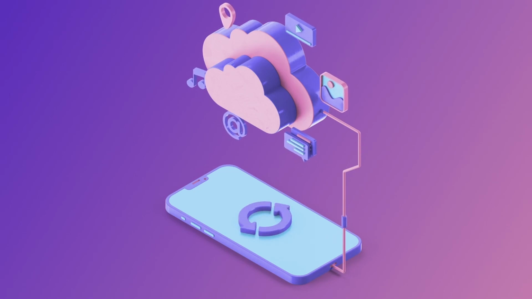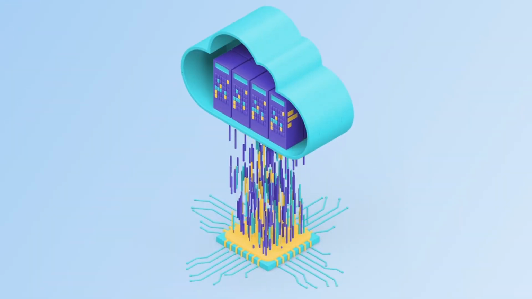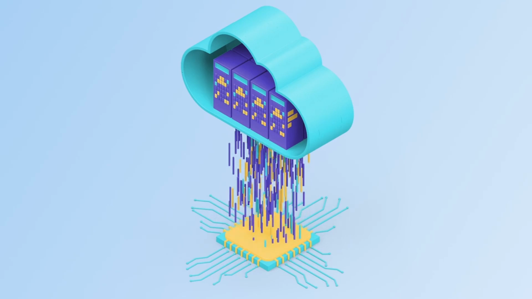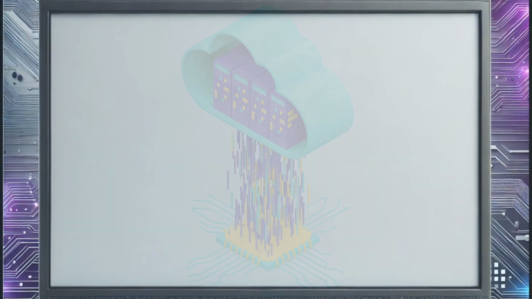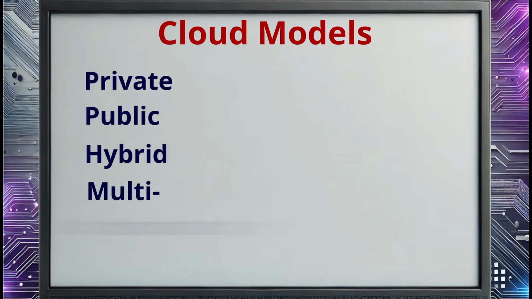So let's get started. The cloud is simply a way to deliver information, computing power, and data storage to anyone, regardless of location. There are several cloud computing models to understand. We have private, public, hybrid, multi, and community clouds. Let's examine each one of these to learn what they do.